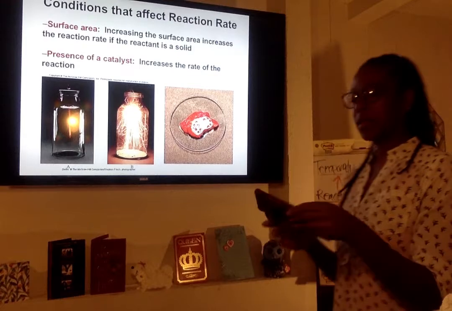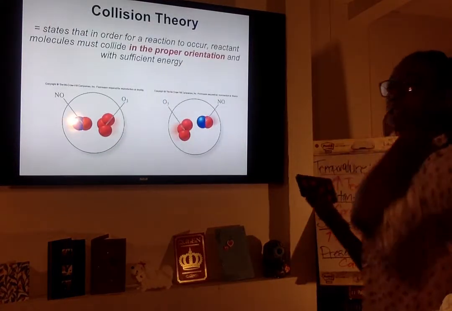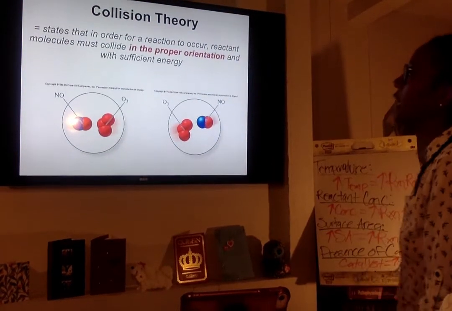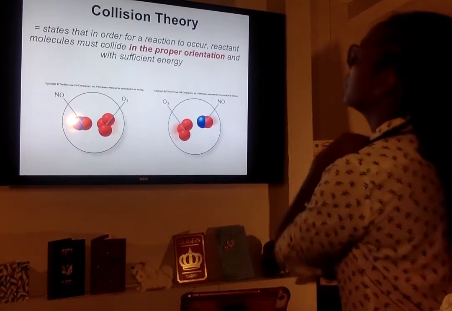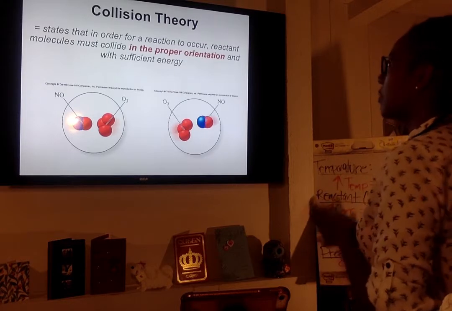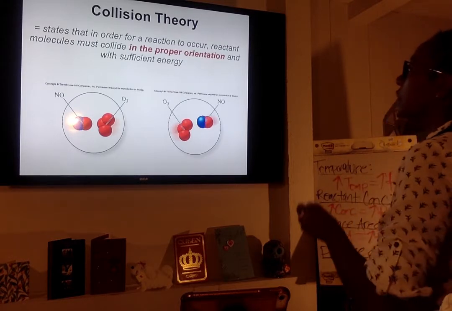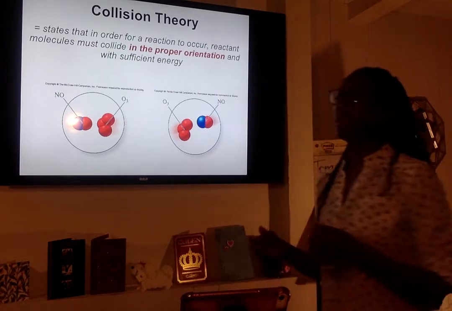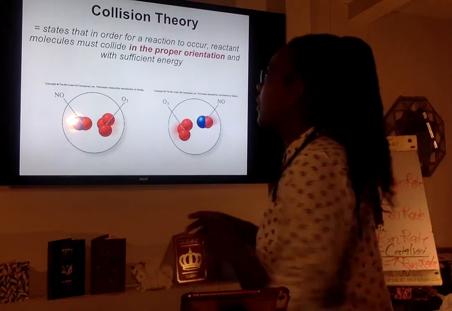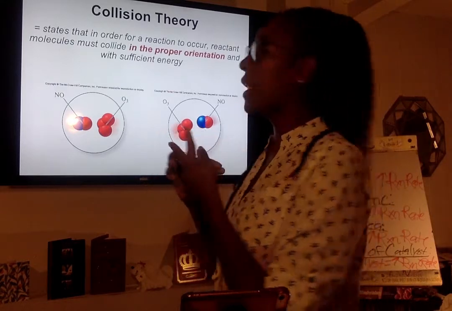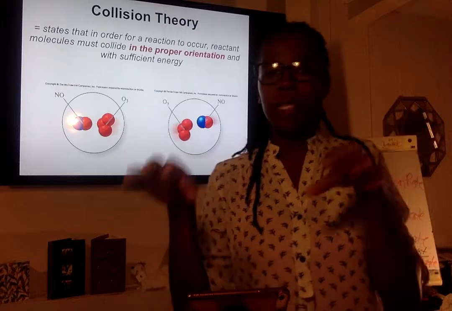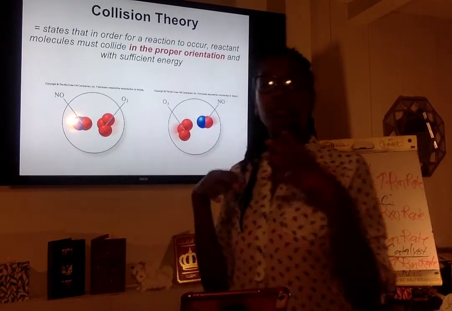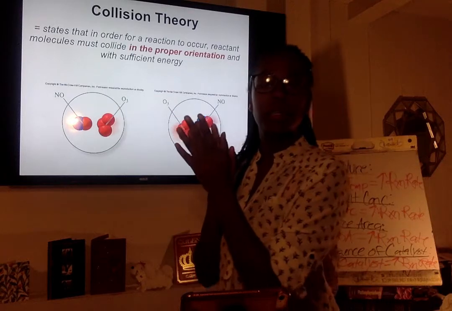All right, so let's keep going. Okay, collision theory. The collision theory states that in order for a reaction to occur, reactant molecules must collide in the proper orientation and with sufficient energy. So in order for this reaction to occur, they must collide, right? They have to run into each other.